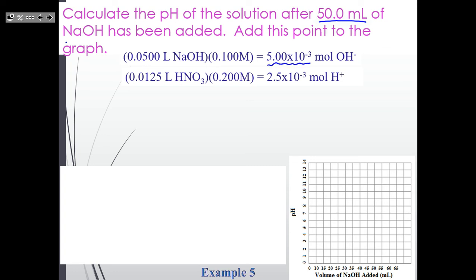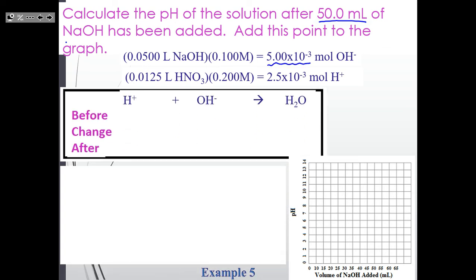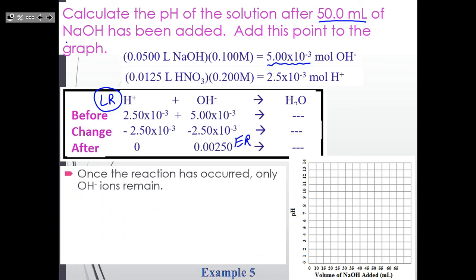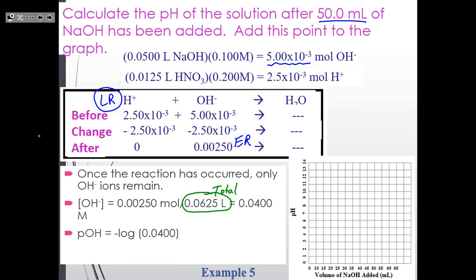More moles of hydroxide have been added. Our BCA table is the same. Our hydrogen is still limiting because we're past the equivalence point now. We have even more excess hydroxide. We're going to calculate, keep in mind, our total solution volume is changing. And we're going to calculate the molarity. We can take the negative log to get pOH, convert pOH into pH, and we get 12.602.